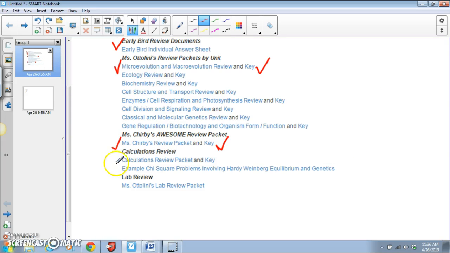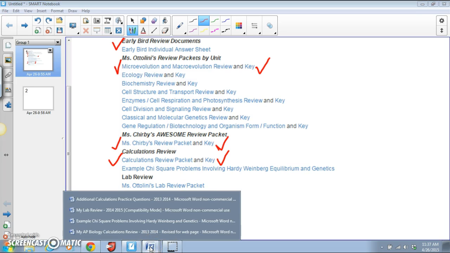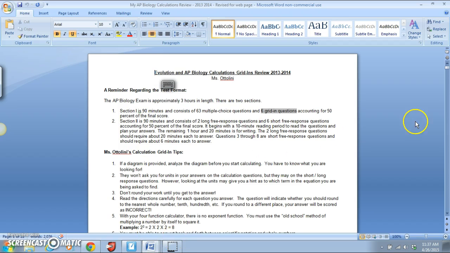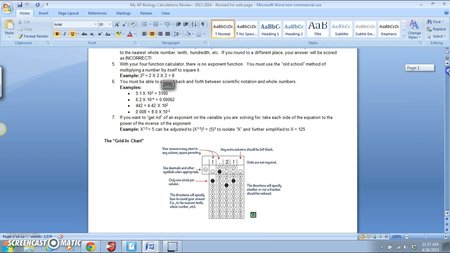All right, next we have the calculations review packet and key. The key is posted as a PDF document, and I haven't pulled it up at this point, but I will show you what the calculations review packet looks like. It has some tips for the calculation section on the front, and it also shows you how to grid in your responses.